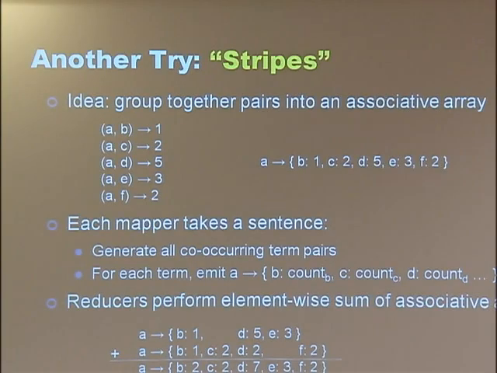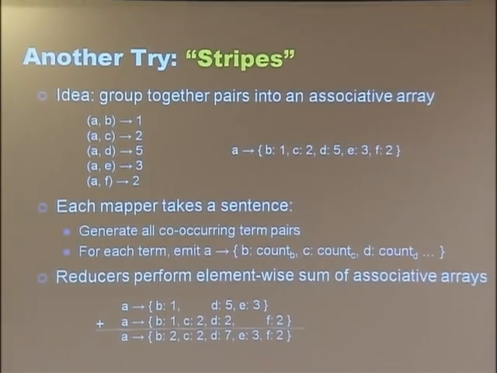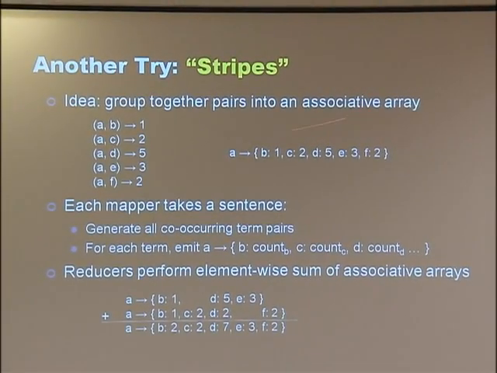Okay, so here's another approach. This is what I'm going to dub the stripes approach. The idea is you want to group together pairs in an associative array. So instead of A paired with everything else, you gather up all the second-place elements, the right part of the tuple, into an associative array, essentially a map. So this says with A, I've seen it co-occur with B once, C twice, D 5 times, E 3 times, F 2 times. So this is an alternative representation of a whole bunch of pairs.